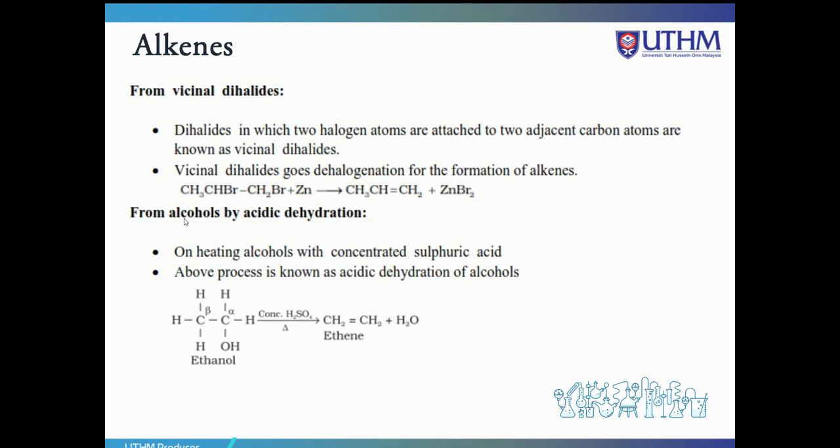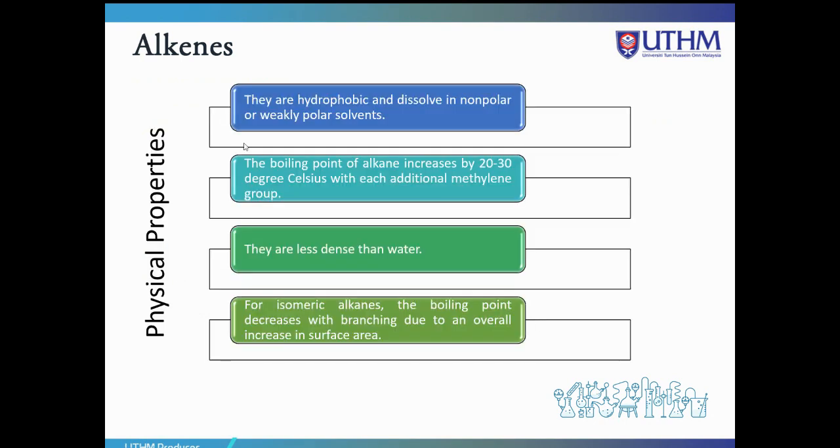Alkene can also be produced from alcohol by acidic dehydration. On heating alcohol with concentrated sulfuric acid, this process is known as acidic dehydration of alcohol. You can see here the mechanism, the chemical reaction of ethanol in concentrated sulfuric acid, which is being heated to produce ethene, and the byproduct is water.